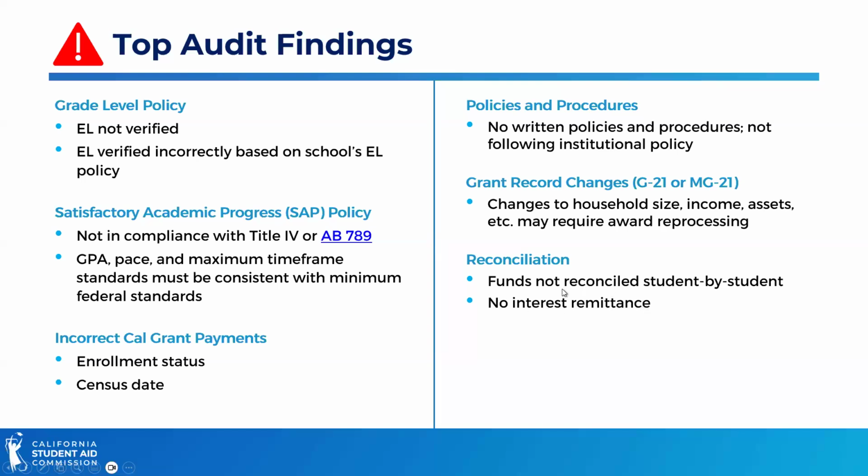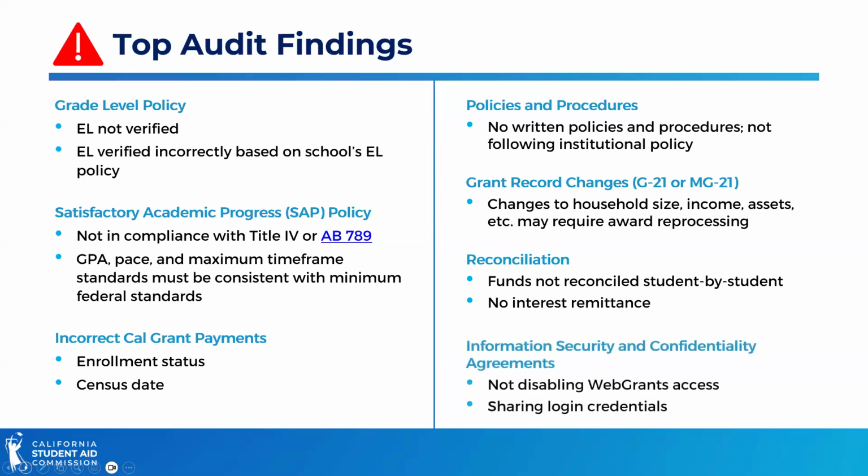And then reconciling, right? We just talked about that. The issues that can arise around reconciliation have to do with the funds not being reconciled on that student by student level. What our auditor shared with us is that some schools will reconcile to the grand total, but not student by student, and that's really where you see that individual detail, and that's what needs to be reported if there are funds that are being returned. Or perhaps no interest was remitted. Those are findings that can occur through the reconciliation process.